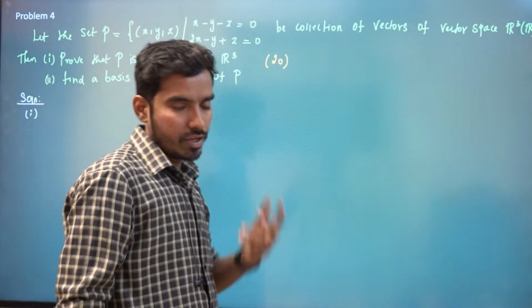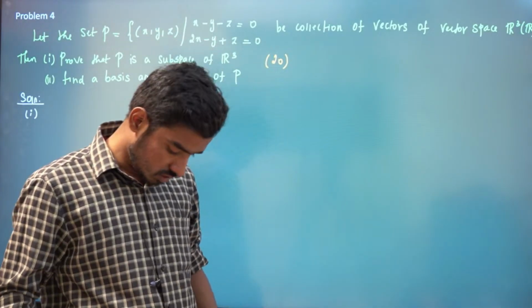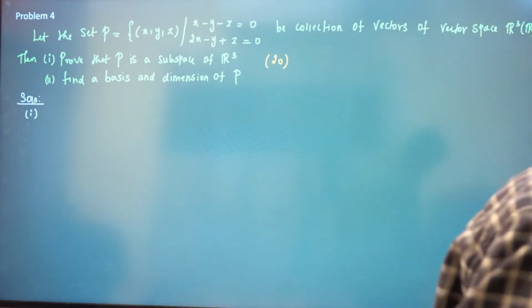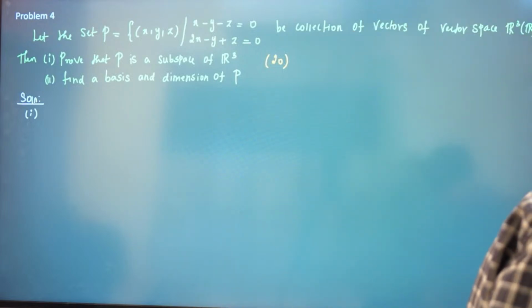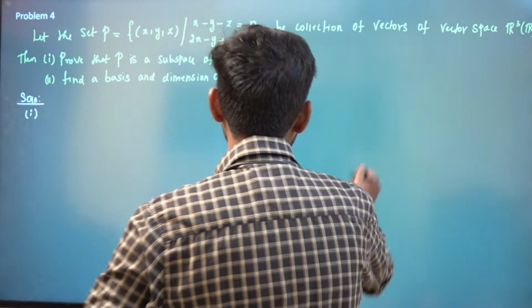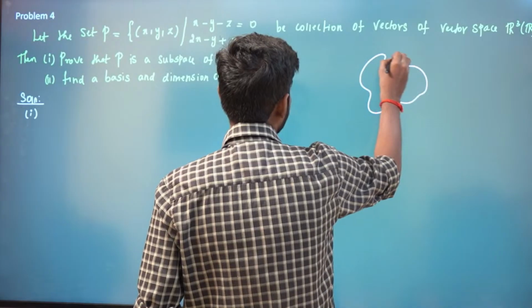equations. We know that the solution of a homogeneous system of linear equations always forms a subspace, right? Solution of a homogeneous system always forms a subspace. Yes or no? That we already proved in our linear algebra lectures. But no problem, we'll do it again. What is the definition of subspace?